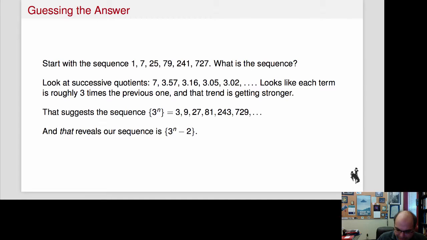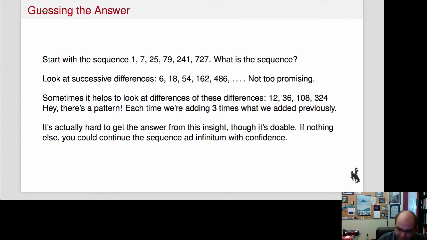So let's see how off I am. I look at 3 to the n and I see that's 3, 9, 27. Hey, look! This is always 2 more than my original sequence, which means that my original sequence is actually 3 to the n minus 2. Now I have a closed form solution. So back up a couple of steps. When I started, I tried successive differences. That didn't look very promising. I could have tried successive quotients of the successive differences. That actually was very promising.